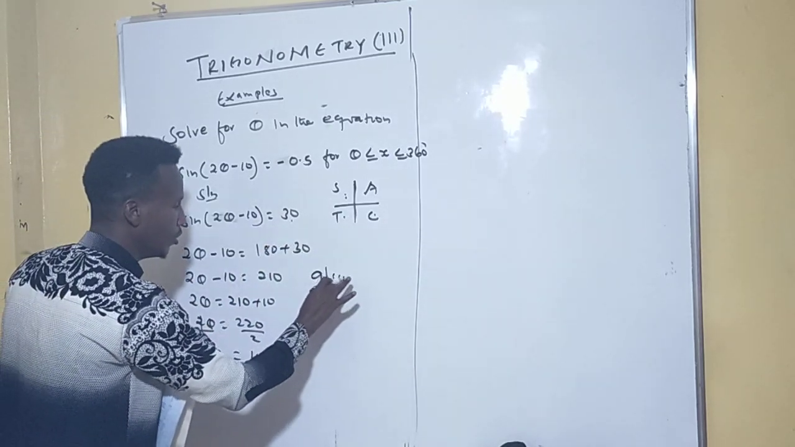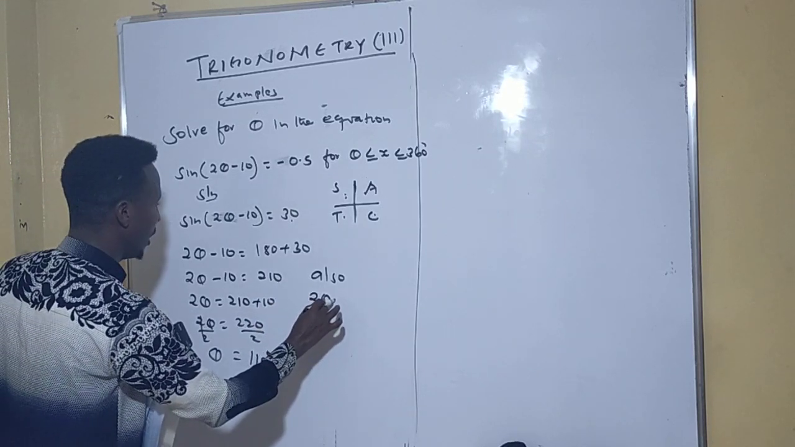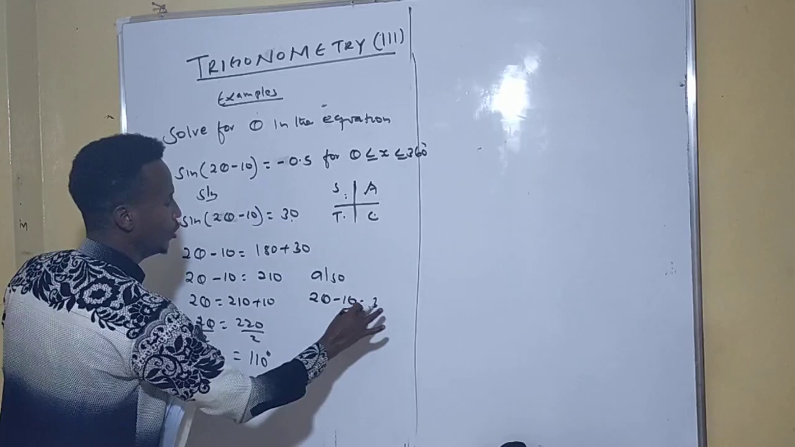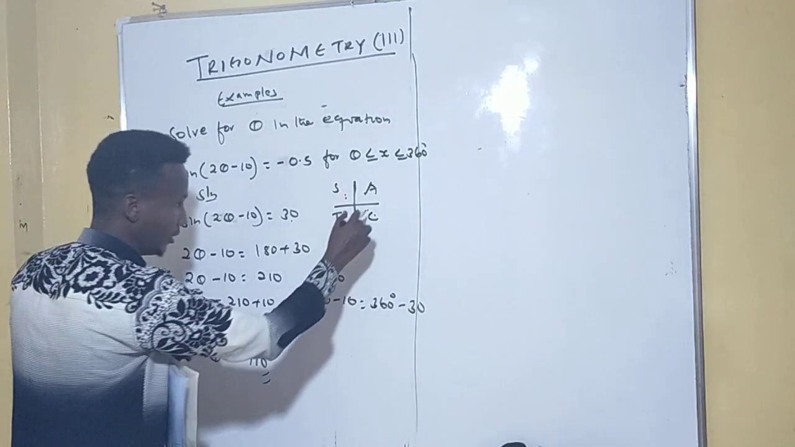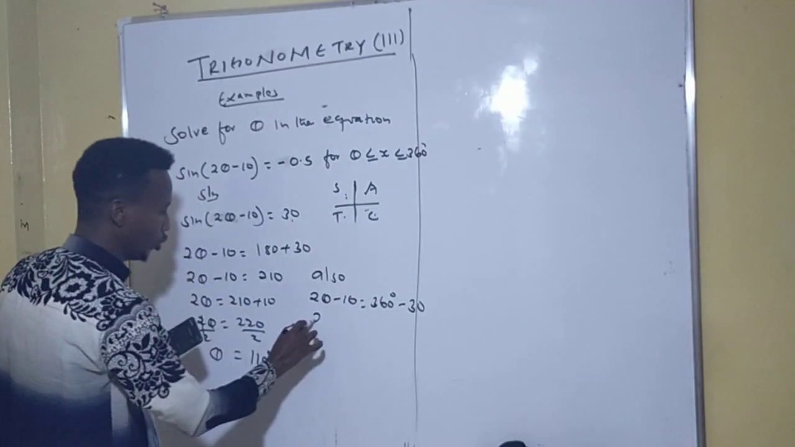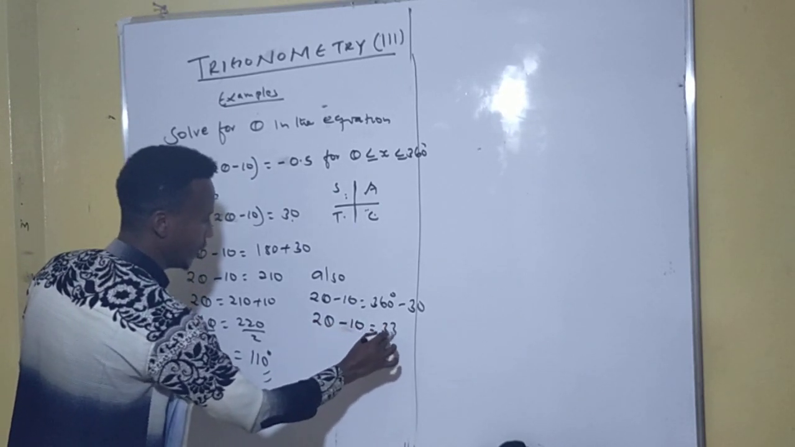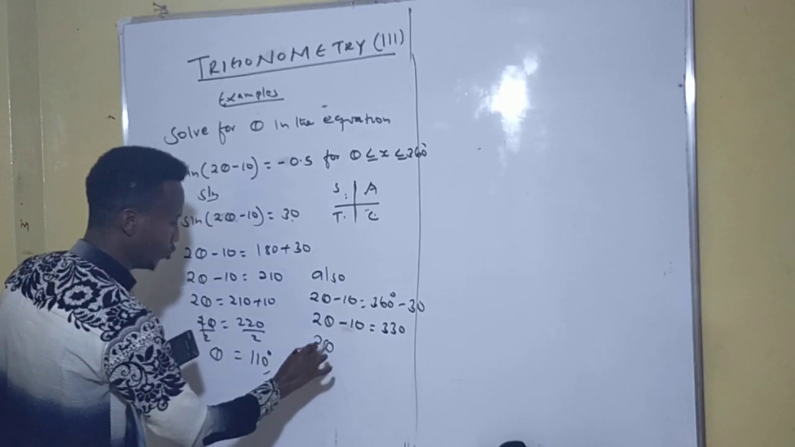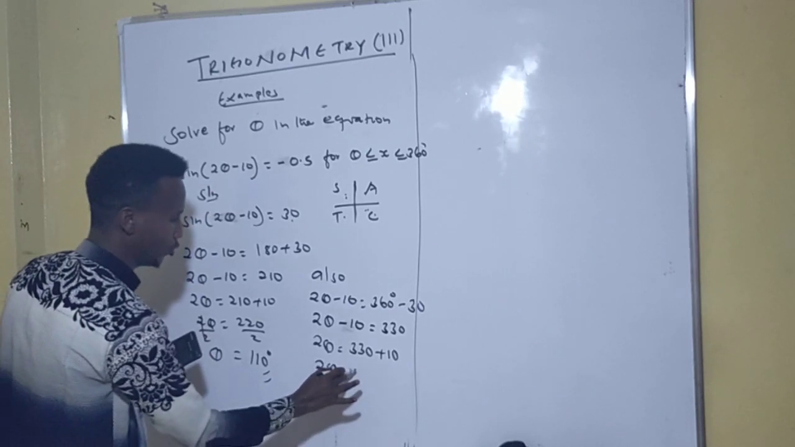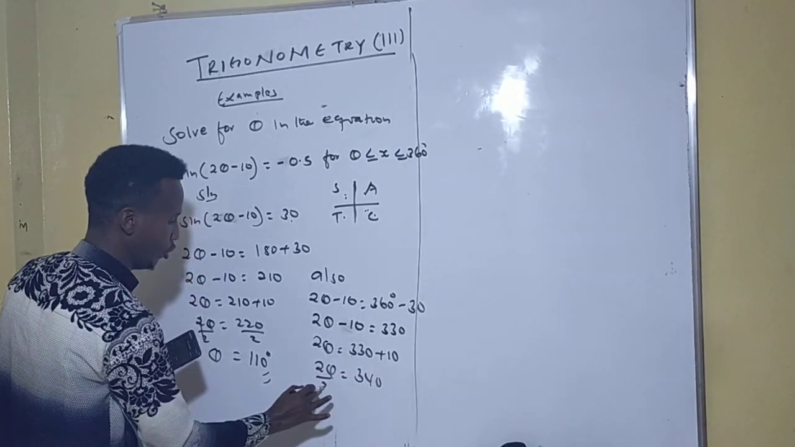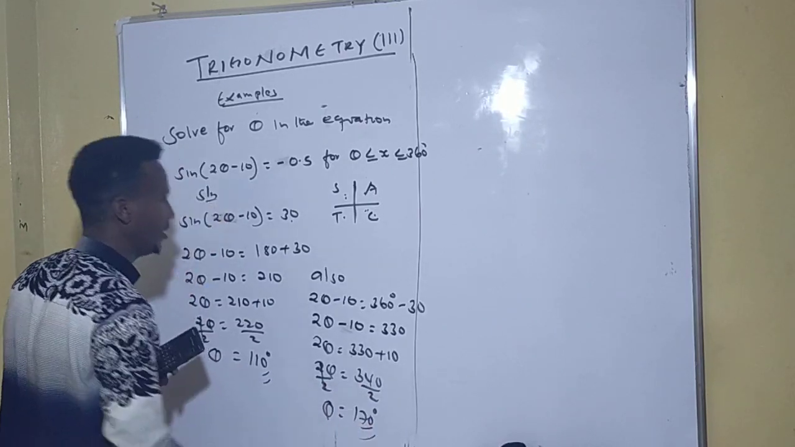Also, 2 theta minus 10 is equal to 360 degrees minus that. I will subtract for me to stay in the fourth quadrant. This is a complete 360 minus that. So 2 theta minus 10 is equal to 330. Take this one to the other side. 2 theta therefore is equal to 330 plus 10. So 2 theta is equal to 340, divide by 2. Theta therefore is equal to 170 degrees.